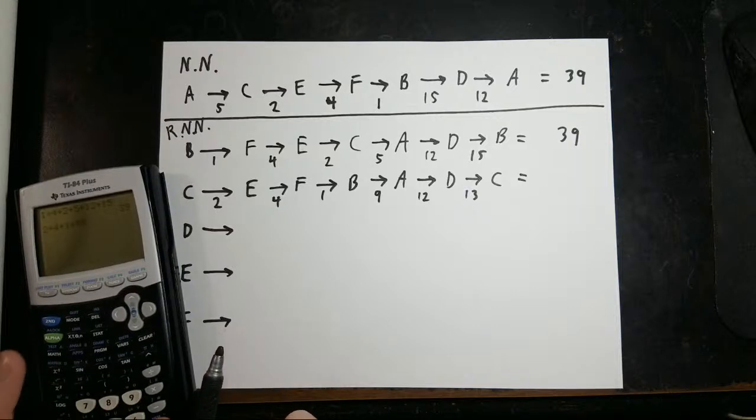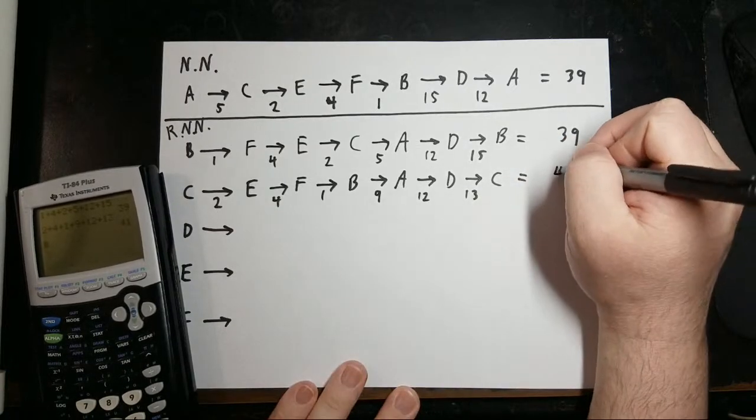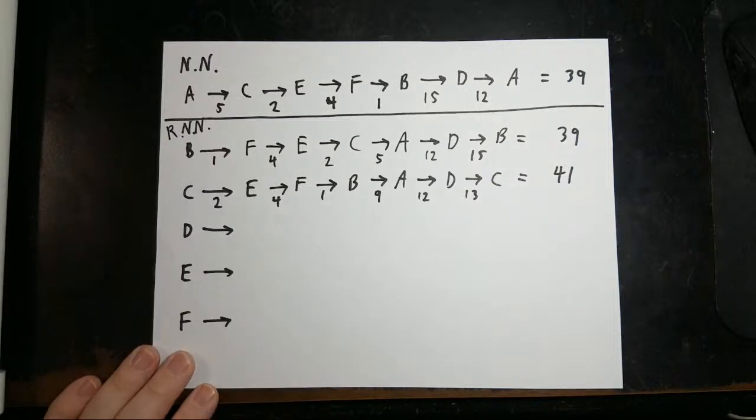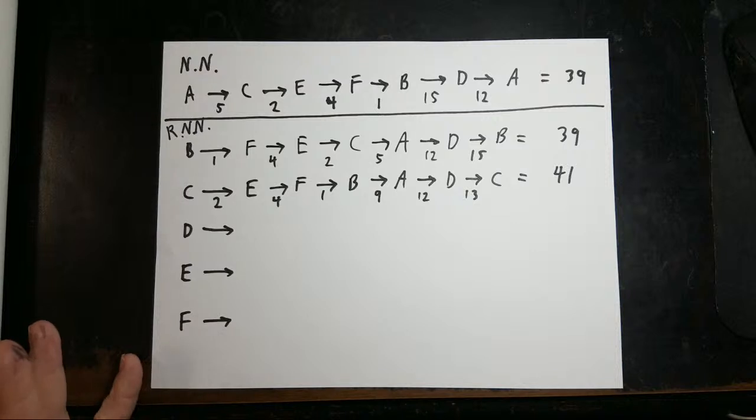2, 4, 1, 9, 12, 13. And it's a 41. Again, this is repetitive nearest neighbor. It takes longer, but it is more optimal.